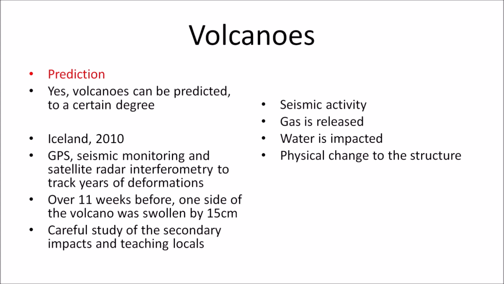In the Icelandic eruption of 2010, we saw that it was well predicted ahead of time. Up to 11 weeks before, the volcanologists and geologists in the area were monitoring changes in the volcano's shape, about 15 centimeters over an 11-week period. This is a clear indication that this eruption was going to happen, and it was going to happen very, very soon. Also, the scientists in the area have carefully studied the secondary impacts, and they're educating locals, making sure that everybody knows what will happen once this volcano erupts, or at least the possibilities.